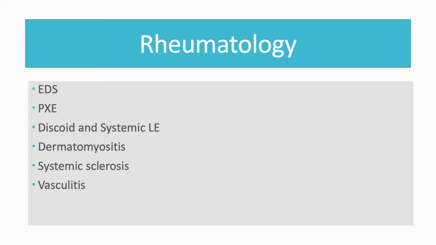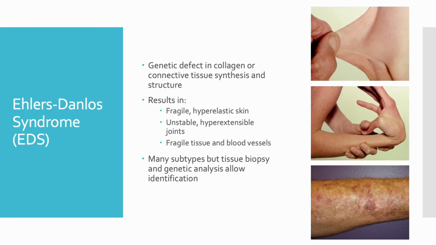In the next section we're going to cover some of the skin changes that are seen in rheumatological disorders. Now some of these conditions are rare, but they're important to recognise because they have serious consequences. So we're going to cover conditions that affect collagen and elastin, such as Ehlers-Danlos syndrome and pseudoxanthoma elasticum, discoid and systemic lupus, dermatomyositis, systemic sclerosis and vasculitis.